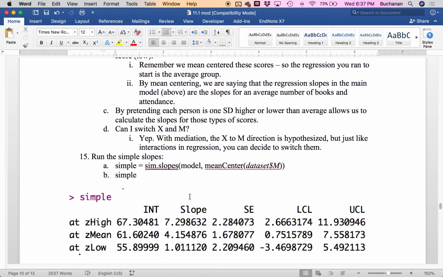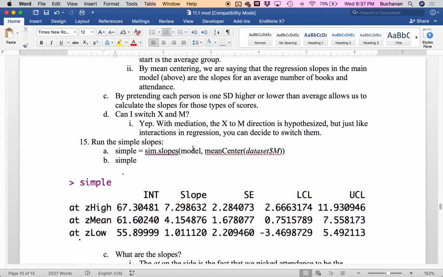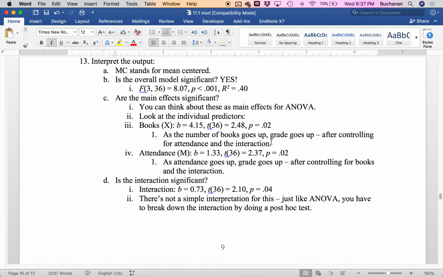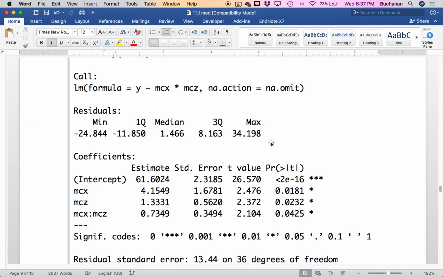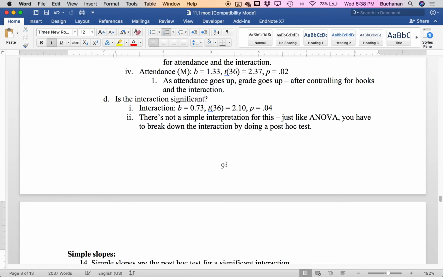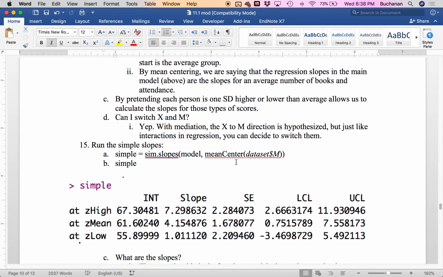Okay. Now to run those simple slopes, we're going to use sim.slopes of our saved model output. We're using mean center, and we have to tell it what the name of the data set is, and which variable is M. So this is not literally $M, this is whichever one you picked as M. So this is actually where you could switch them. You don't have to switch them in the QuantPsyc package piece all the way up here. You could always switch whichever one M is down here.